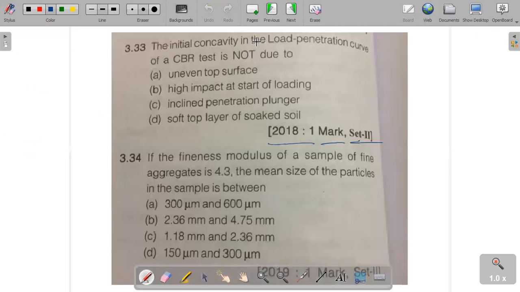Let's move back to our question, that the initial concavity in the load penetration curve of CBR is not due to.